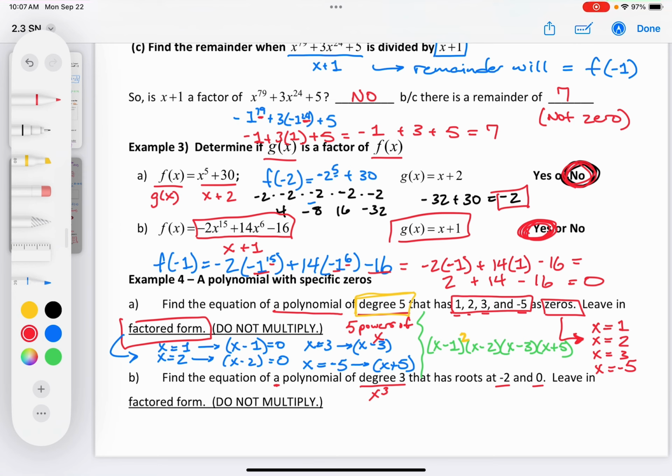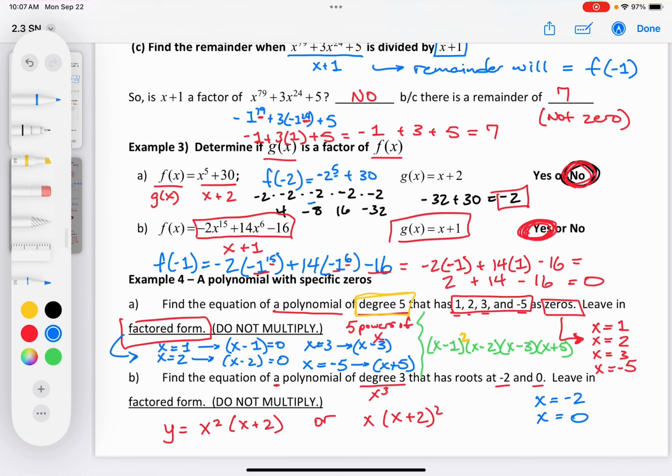So leaving it in factored form again and not multiplying it, we would either, because it's a polynomial, we could either write y equals, and we could have x squared times x plus 2, or we could have x times x plus 2 squared. And if you're wondering where I got those, it's back to these roots, okay? We have x equals -2, and we have x equals 0.